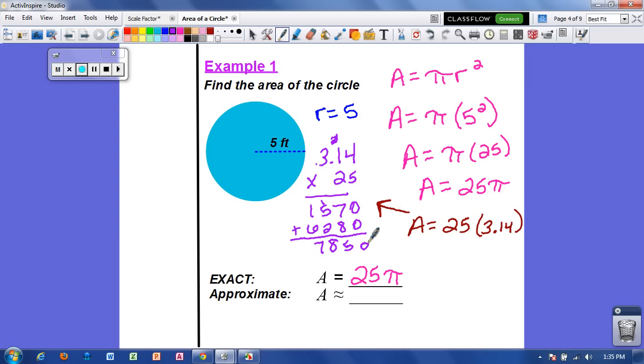I get this value. I have 2 decimal places up top, so I have to have 2 decimal places in my answer. And that means that my approximate area is going to be 78.50. And let's not forget our units. Our units are feet. So our area is going to be in feet squared.